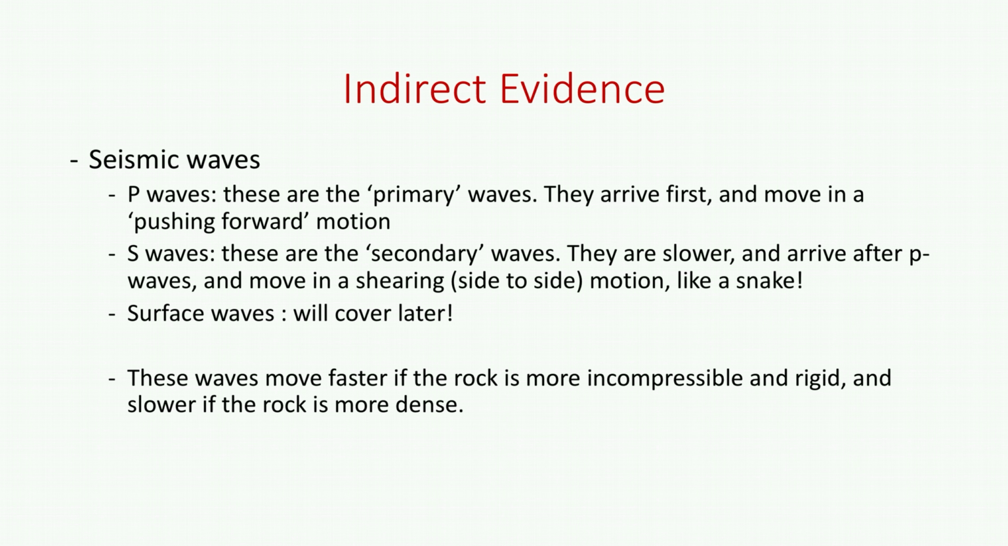So a more incompressible rock means faster P waves, and a more rigid rock means faster S waves. Now I know this is a bit confusing, so don't worry too much about it now if you don't really understand. As I said before, it will be covered in much more depth in a few lectures' time.